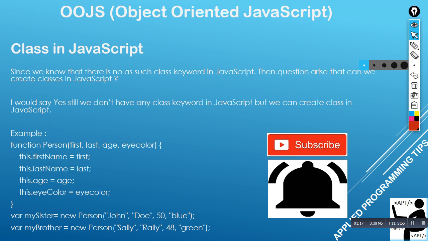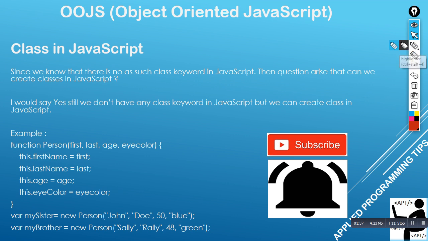So let's jump into the example. Let's say you want to create a person class in JavaScript. How can you create classes in JavaScript? Let me demonstrate.